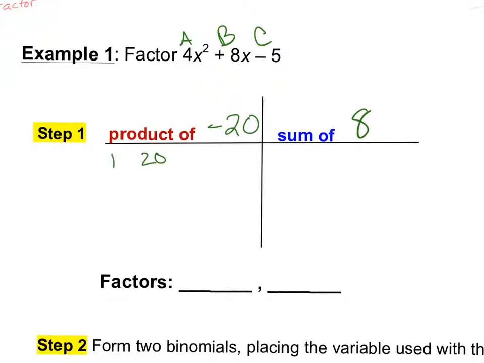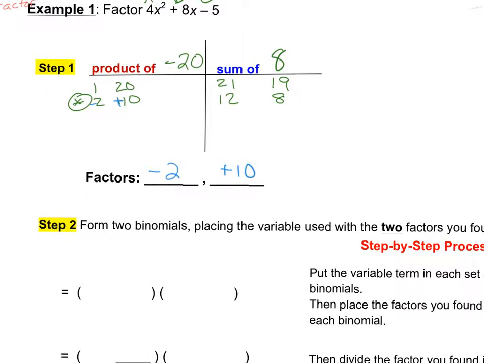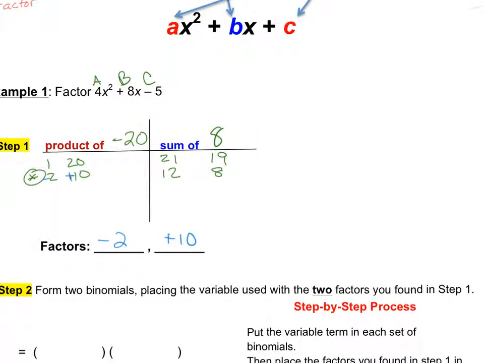1 and 20, but they would add up to 21 or 19 if it's positive and negative. 2 and 10 would add up to 12 or 8 because there's a difference of 8, so it's got to be this one. Now you want to multiply to a negative and add to a positive. So that means that the bigger one has to be positive. So it's going to be negative 2 and positive 10. These are the expansion of the middle term.